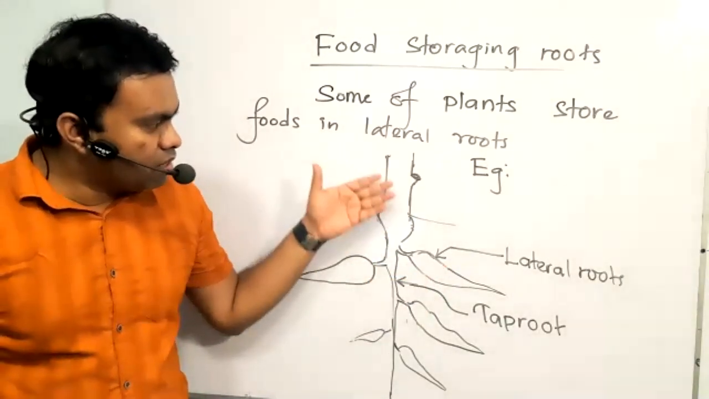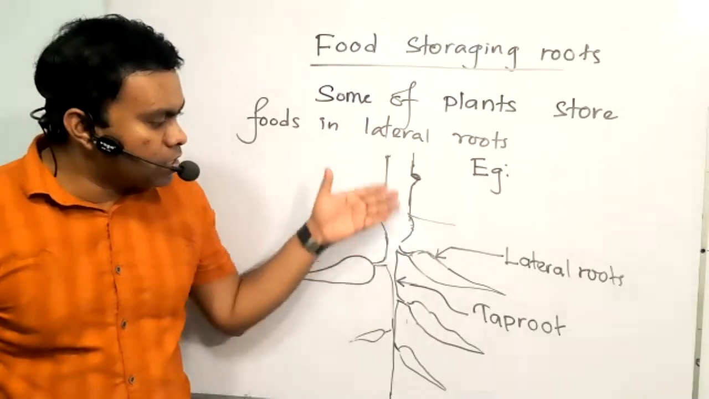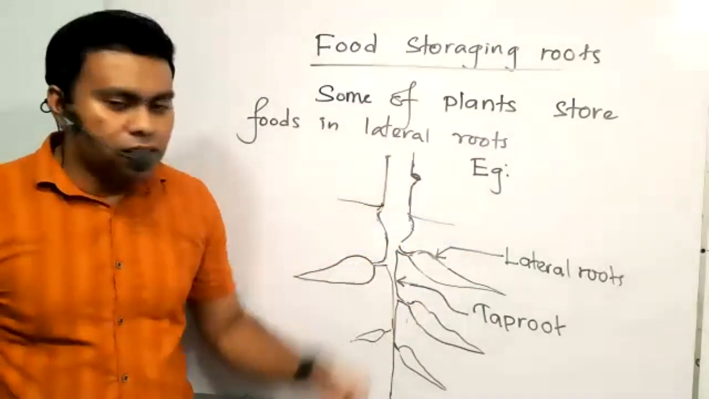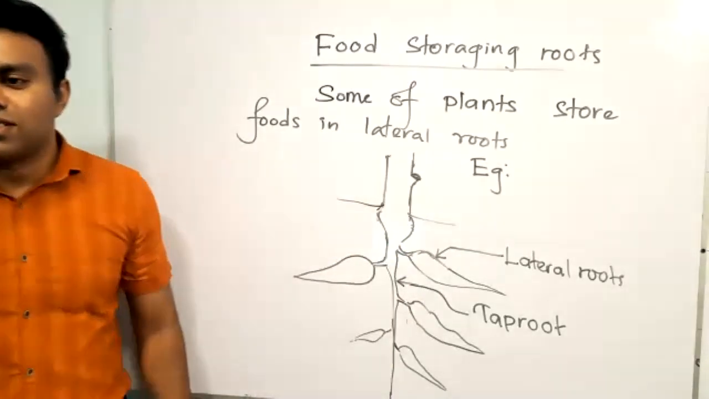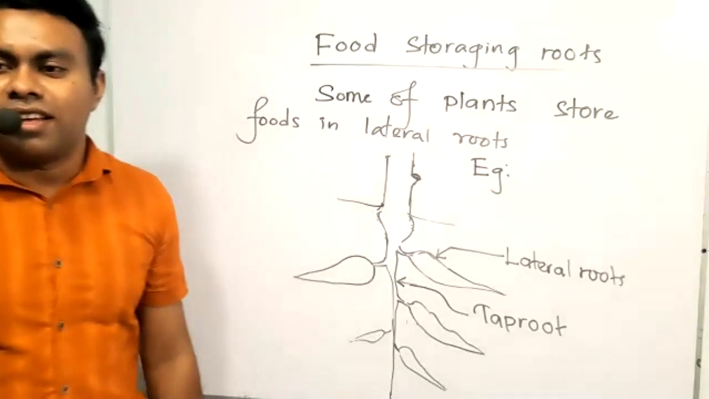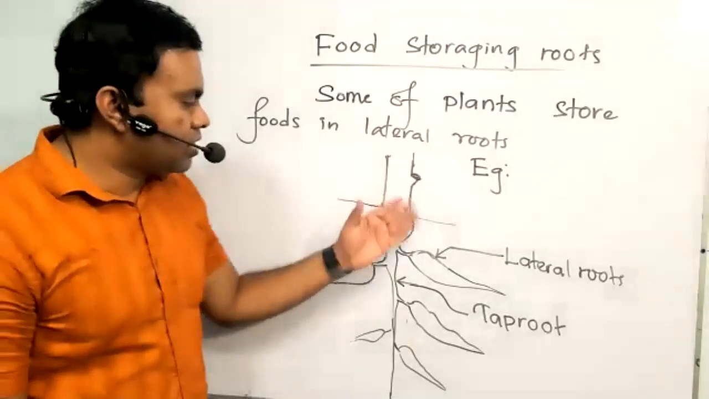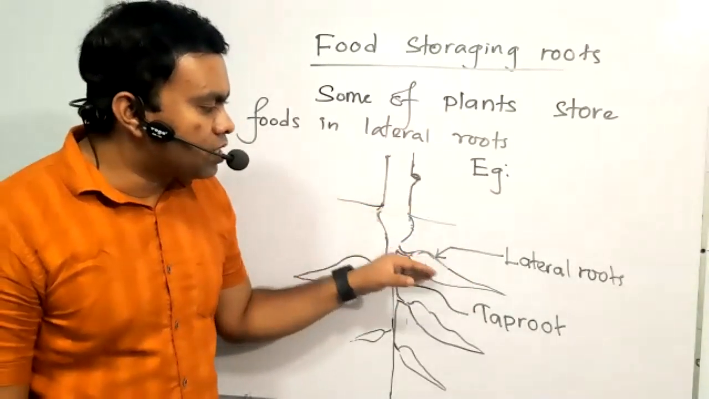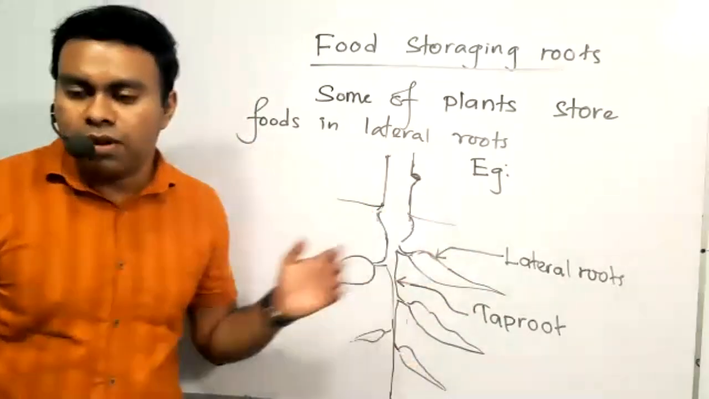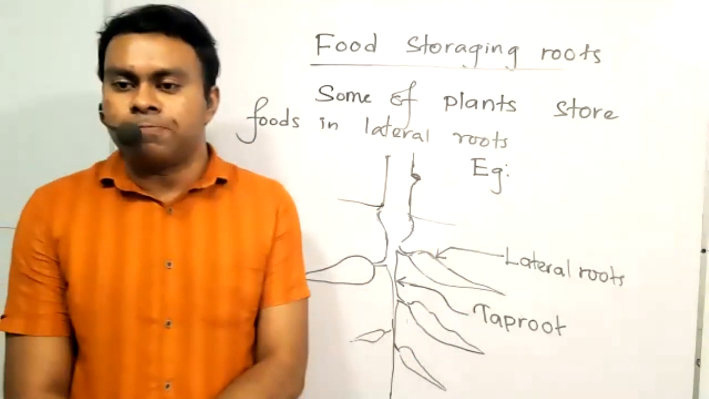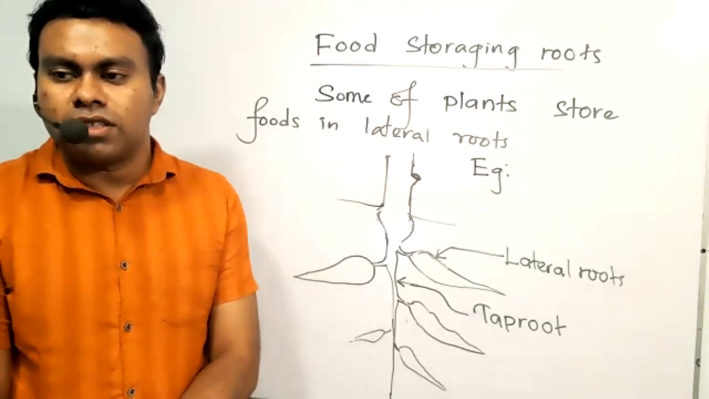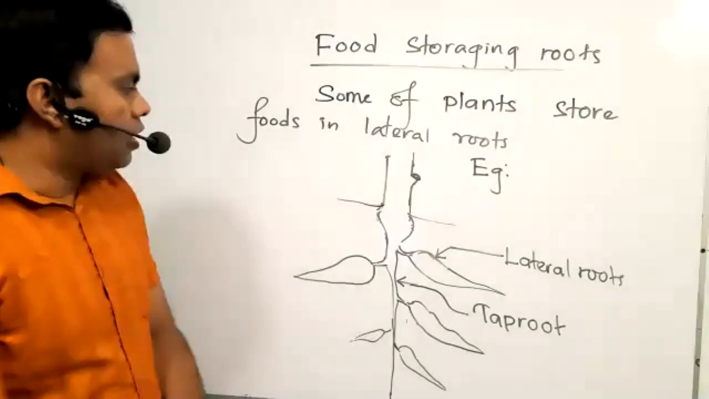Tell me some examples of these types of plants that store foods in lateral roots. Oshan: Sweet potato. Yes. What are the plants you know of this type? Sweet potato, good. And manioc.